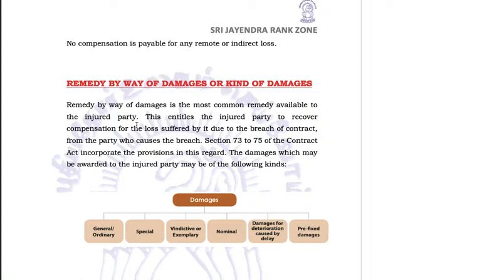Sections 73 to 75 of the Contract Act incorporate the provisions in this regard. The damages which may be awarded to the injured party may be of the following kinds. These are the categories in which damages could be awarded to the party who has suffered a breach.